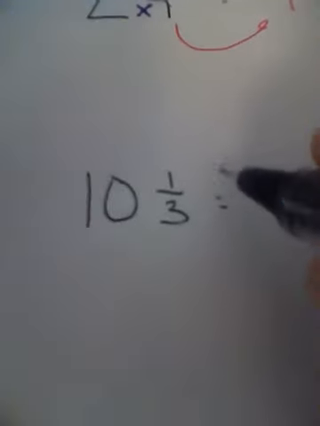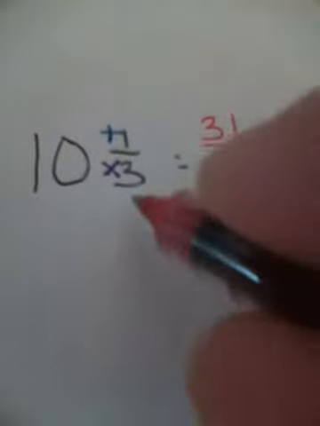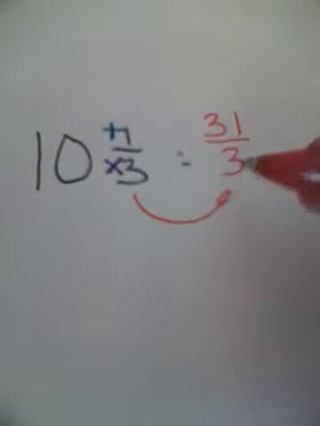Okay. And then finally, I have this last example. I have 10 and 1/3. I take my denominator, times it by my whole. I add the numerator to that product. 10 times 3 is 30. 30 plus 1 is 31. Denominator travels with me, 31/3.